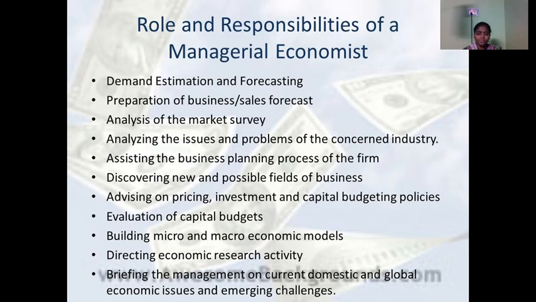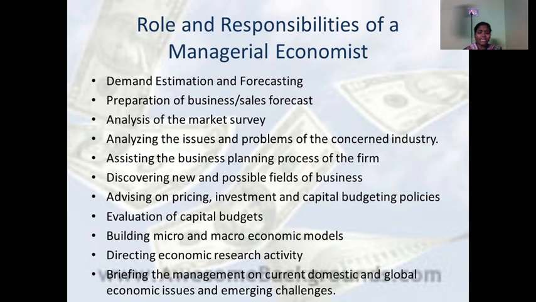How can we do it? Building micro and macroeconomic models. Microeconomic and macroeconomic models we have to find out. Just like that, we are doing a business, we are planning a business, and it's not the easiest one. So if we identify a planning methodology, then it will be useful for us.